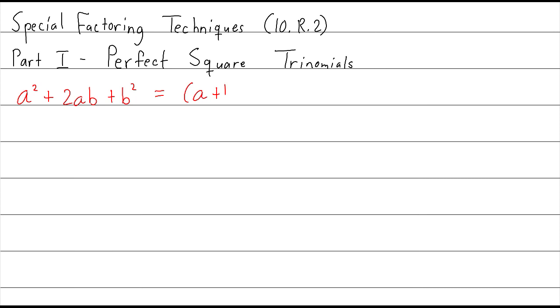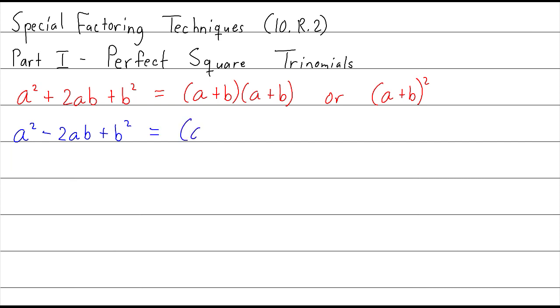That's a plus b, or maybe you can say a plus b squared. So that's one version of a perfect square trinomial. Another version would be a squared minus 2ab plus b squared. Any quadratic or expression that fits that form is considered a perfect square trinomial. In this case, this one would factor as a minus b, or again, you could say a minus b squared.